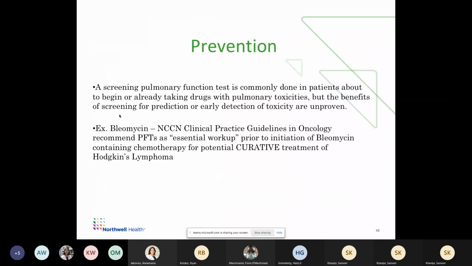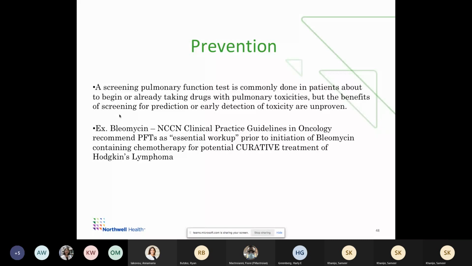Then comes this question of prevention. Should a screening pulmonary function test be done? It is commonly done in patients about to begin or already taking drugs with pulmonary toxicities. Obviously we don't do PFTs in everyone that starts amiodarone in the hospital, but almost every patient that starts bleomycin is sent for pulmonary function testing, and part of that is the culture in the oncology world. The NCCN clinical guidelines for oncologies recommend PFTs as part of the essential workup prior to initiation of bleomycin-containing chemotherapy for potential curative treatment of Hodgkin's lymphoma.